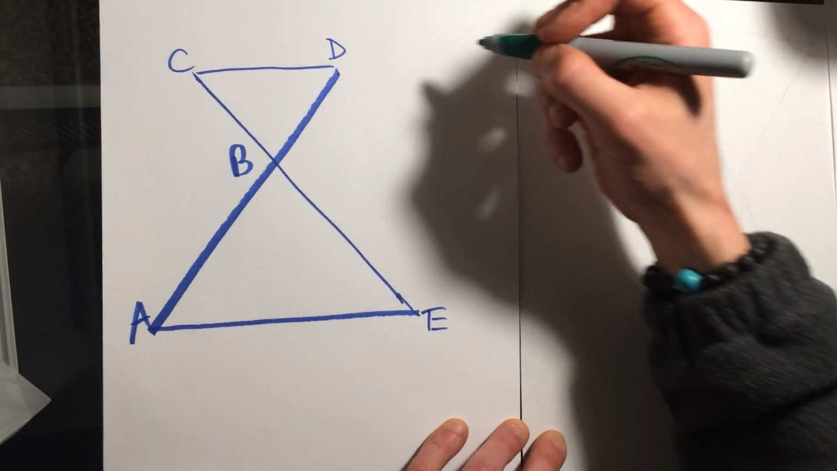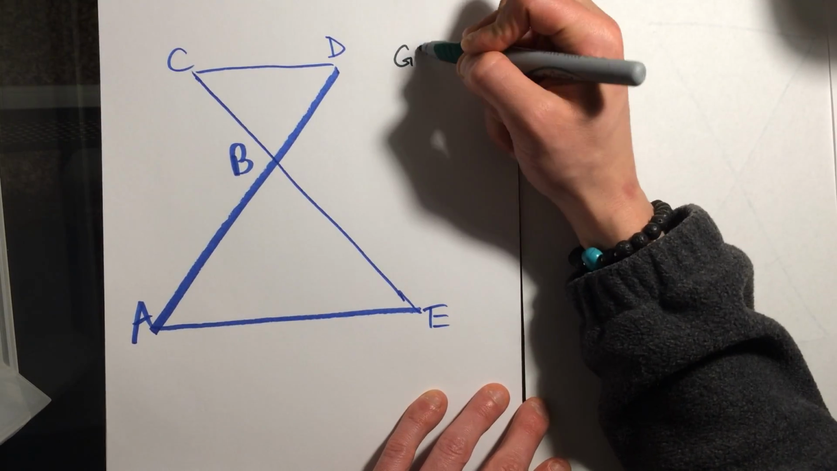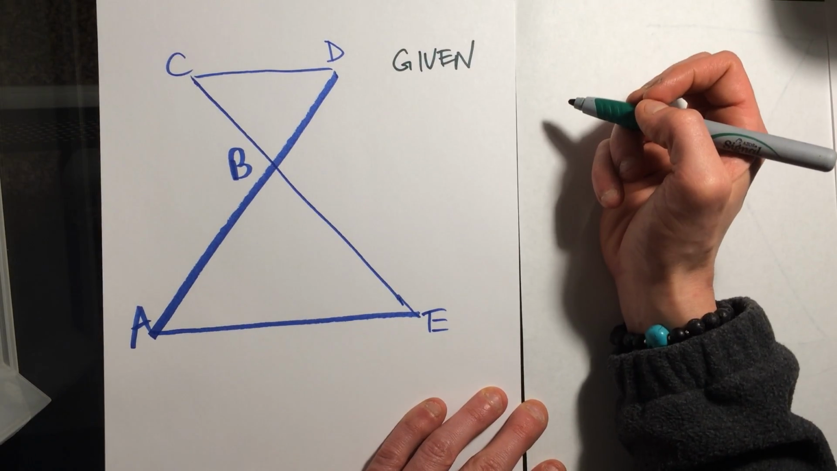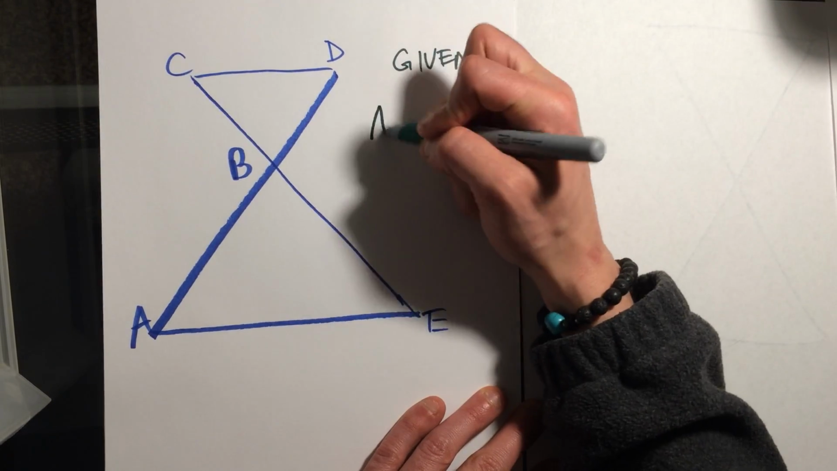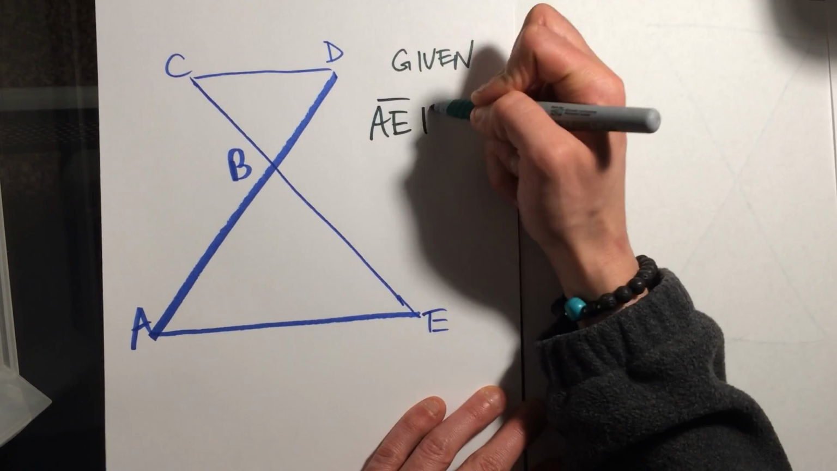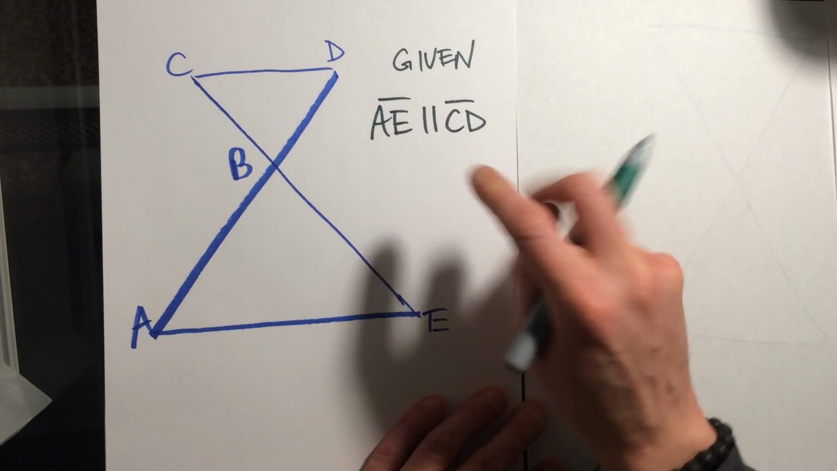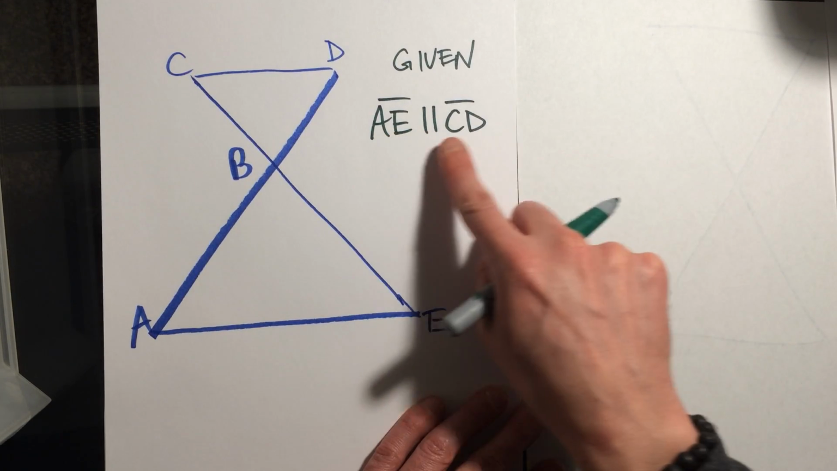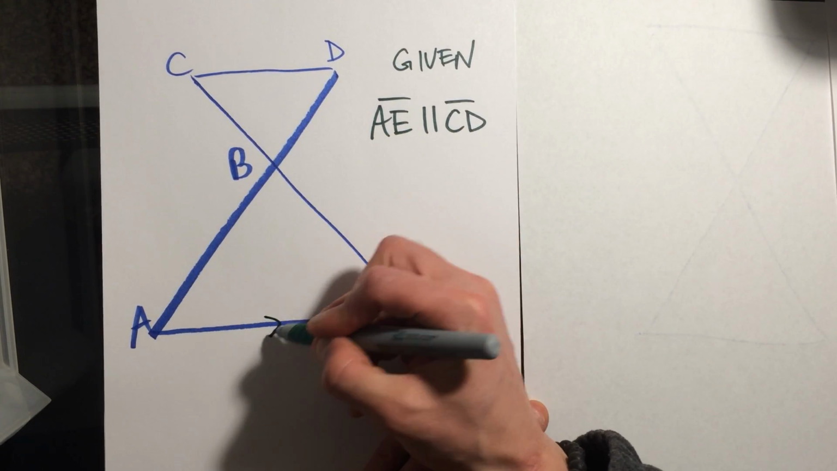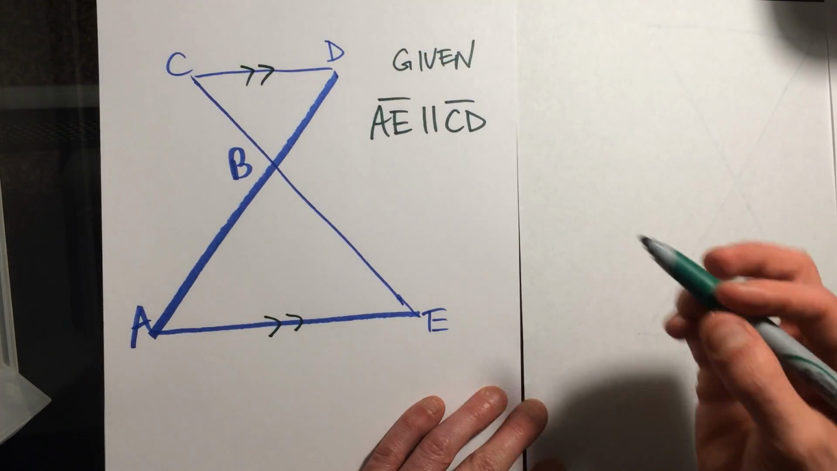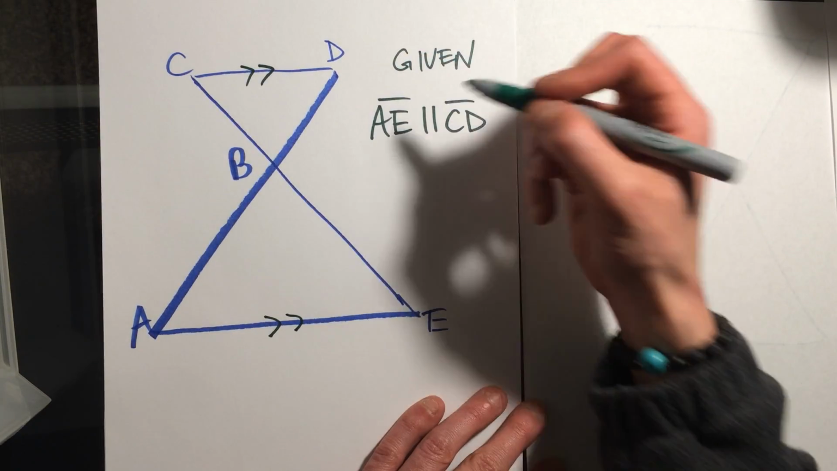In this problem, we're given a few bits of information. They give this mathematical language, saying that line AE is parallel to line CD. So we draw the parallels in there. And that's one thing they give us.